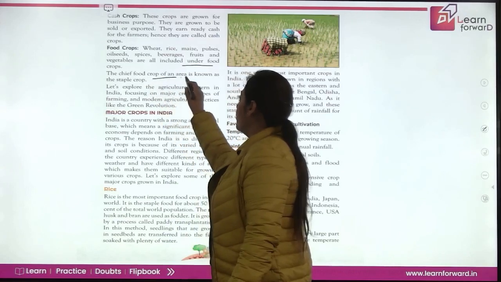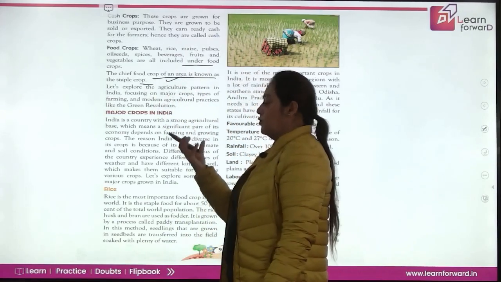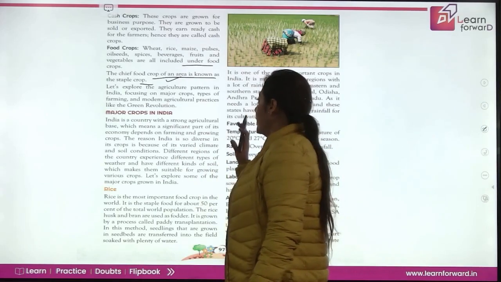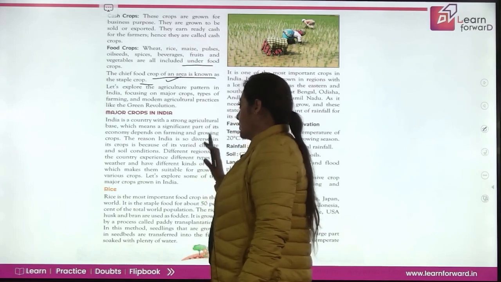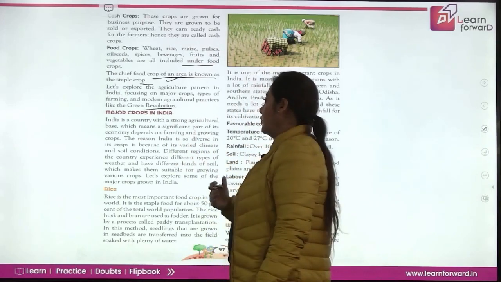The chief food crop in an area is known as the staple crop. जो उसका उस जगह का जो फूड खाया जाता है, क्रॉप खाया जाता है बहुत ज़्यादा, वो उसका चीफ फूड क्रॉप होता है. नाउ लेट अस अंडरस्टैंड व्हाट आर द मेजर फूड क्रॉप्स इन इंडिया and how practices like green revolution increase the food crops in India.